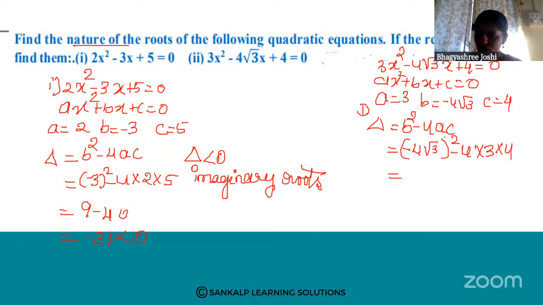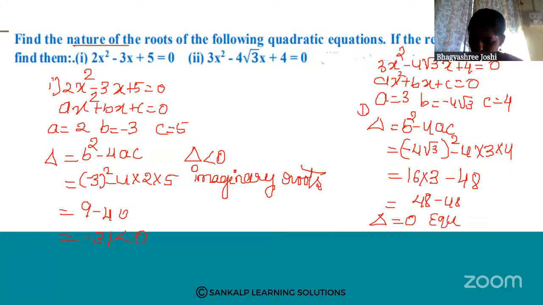So minus 4 square is 16. Minus 4 into minus 4 is 16; minus into minus is plus. Root 3 square: root 3 into root 3 is 3. 16 into 3, minus 4 into 3 into 4, that is 16 into 3. 16 threes are 48. 48 minus 48, so you will get 0. Here you are getting delta is equal to 0. So delta is equal to 0 means equal roots. You will have equal roots.